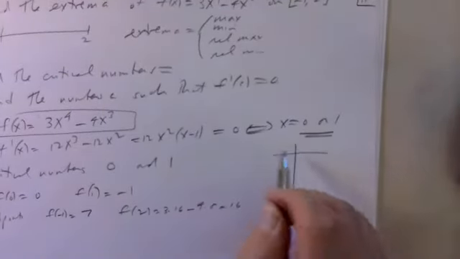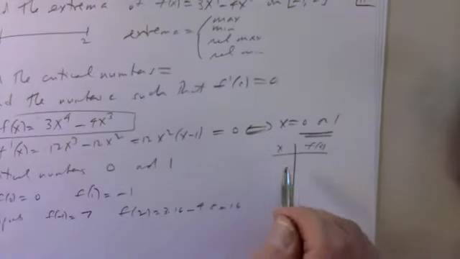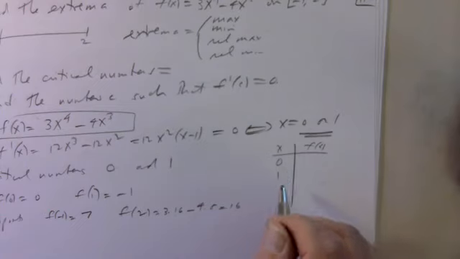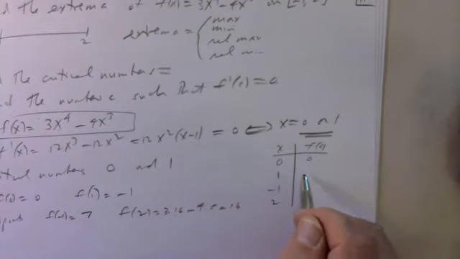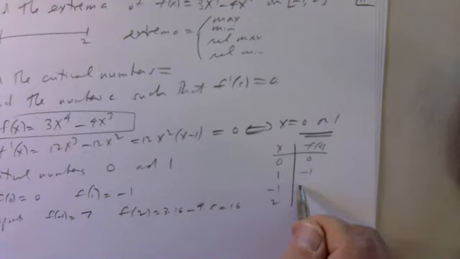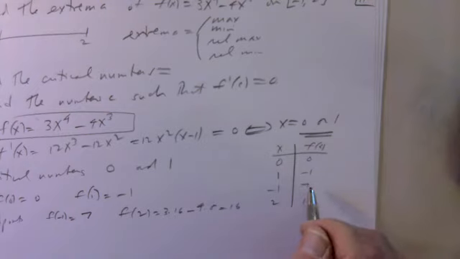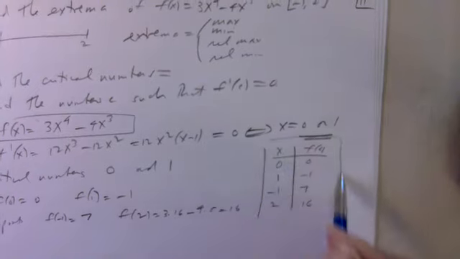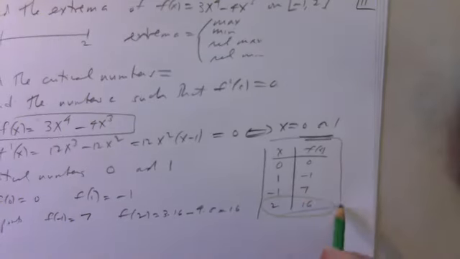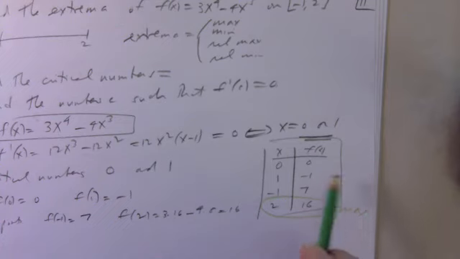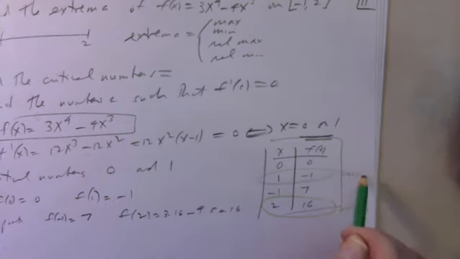So we could make a table, x, f of x: 0, 1, -1 and 2. The value at 0 is 0. The value at 1 is -1. The value at -1 is 7. The value at 2 is 16. So wherever you have the maximum or minimum for the function, it has to be at one of these 4 points. Well, this is clearly the absolute maximum, and this is the absolute minimum.